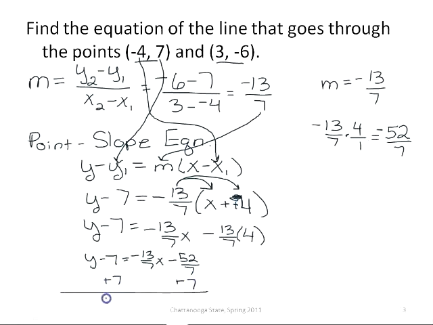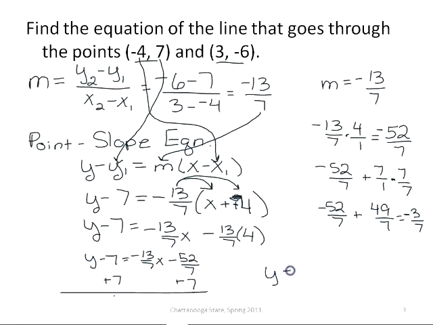Now the only thing I need to do now is to get the y by itself by adding 7 to both sides. So to add 7 to both sides means I need a common denominator for 52/7 and 7 over 1. So my common denominator would be 7. So I have negative 52/7, I won't need to change. But this one, in order to get a 7 in the denominator, I've got to multiply by 7 over 7. So this will give me 49/7. So a negative 52 plus 49 will give me 3/7. So it'll be negative 3/7. So I end up with y equals negative 13/7 x minus 3/7.